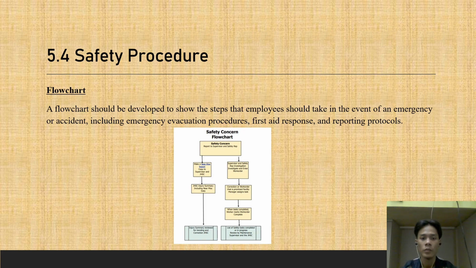For safety procedure, there are two safety items to be concerned with, which are the safety flowchart and the safety committee. A safety flowchart should be developed to show the steps that employees should take in the event of an emergency or accident, including emergency evacuation procedures, first aid response, and reporting protocols. Below is the safety flowchart.